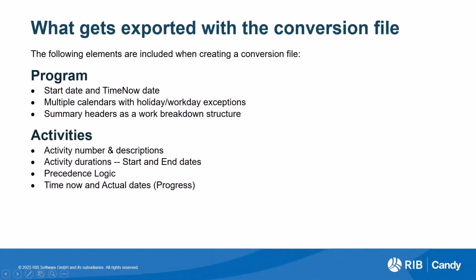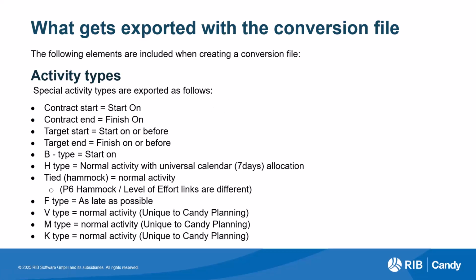It's important to take note what gets exported with the conversion file, whether XER or XML file. The program with its calendars as well as its work breakdown gets exported. Activities with their progress and logic and everything will also get exported. As far as activity types are concerned, take note of how certain activity types get converted from Candy to the conversion file. Certain types are just exported as normal activities, as these types are unique to Candy planning.